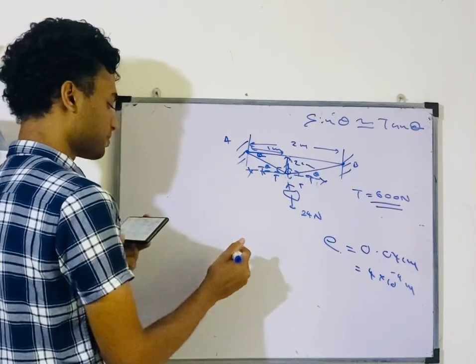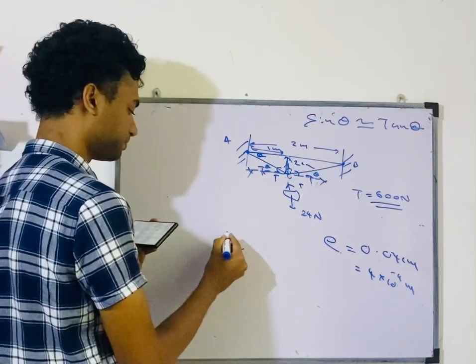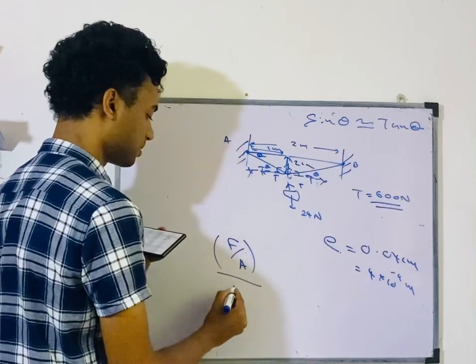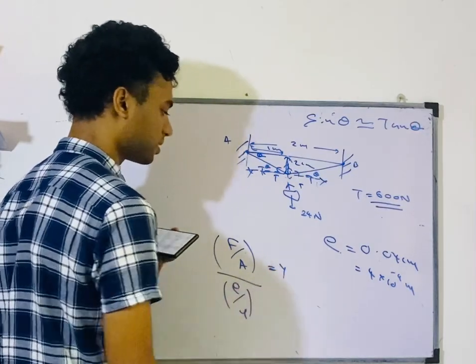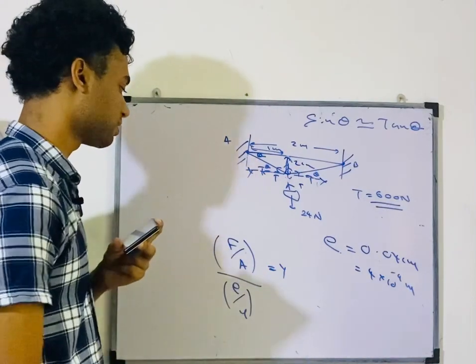Now you know this equation. Stress over strain is equal to what? Young's modulus, right? Stress over strain is equal to Young's modulus.